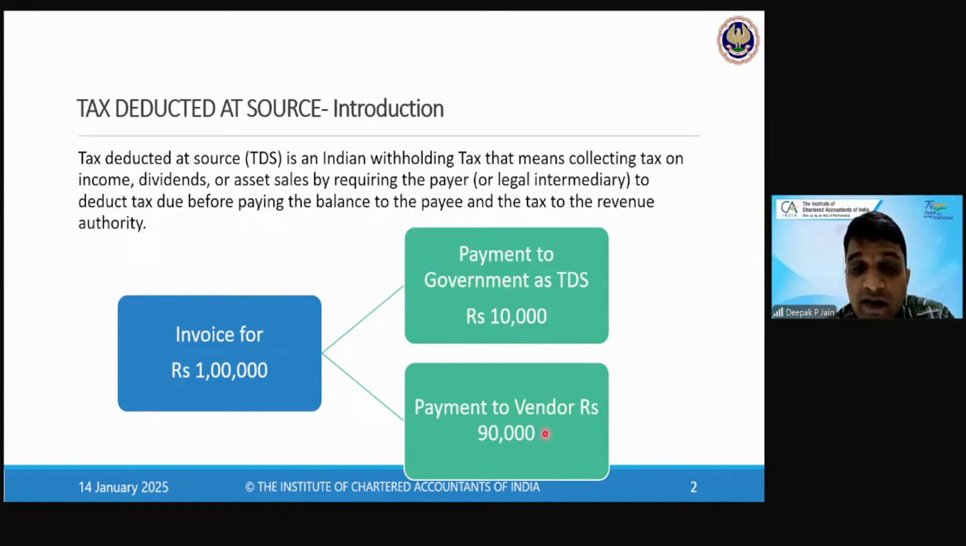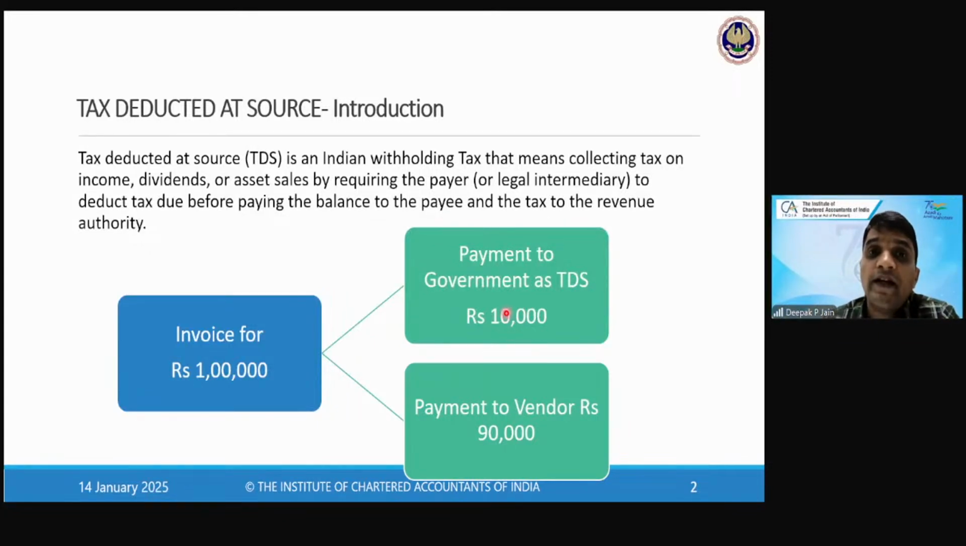Will the vendor be quiet? Yes, vendor will be quiet because vendor is aware that the 10,000 being deducted is like a working capital block for him, which will get blocked. He will not get the money immediately. He can utilize that towards his income tax return, which he files on an annual basis.